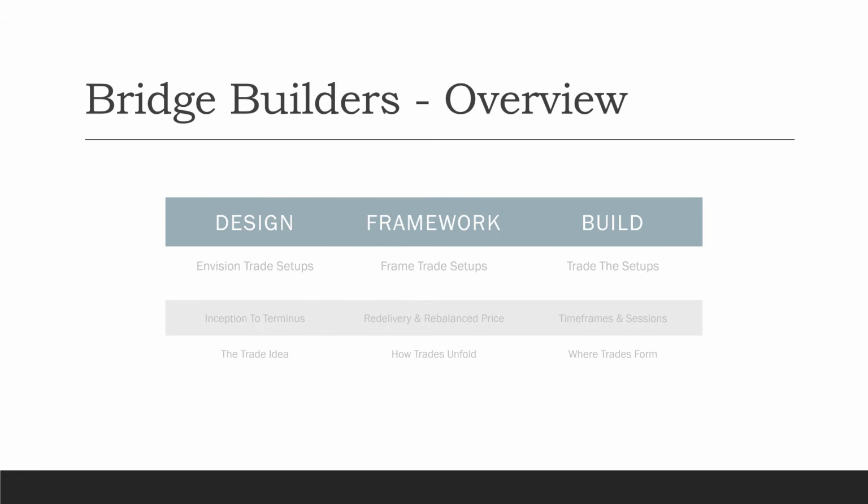Now, the overview of this presentation is the theme of a bridge and the building of that bridge. That's an analogy, obviously, but applying it to this presentation, the first stage would be design, where you envision trade setups. What does it look like? There are a lot of people coming to the channel all the time, over 350,000 followers now, which I'm absolutely humbled by. Thank you very much.